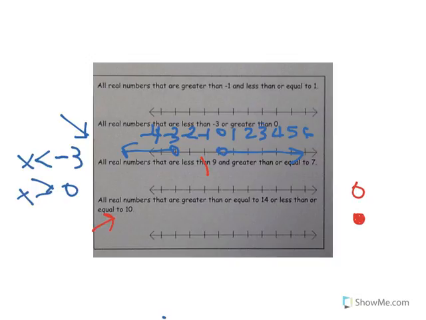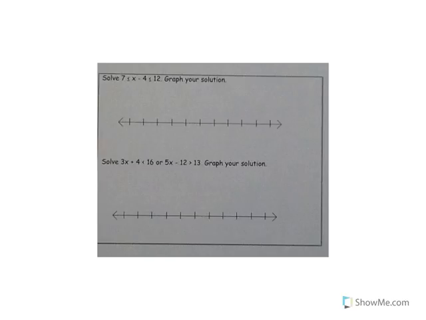All real numbers that are greater than or equal to 14, so x is greater than or equal to 14, and x is less than or equal to 10. Okay, so is it possible to combine those things? No, it's not. So let's go ahead and write this out. X is less than or equal to 10. And then x is greater than or equal to 14. So that's the solution.